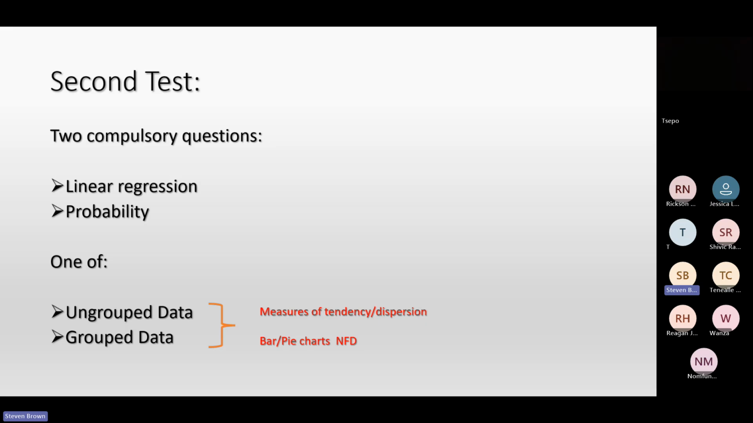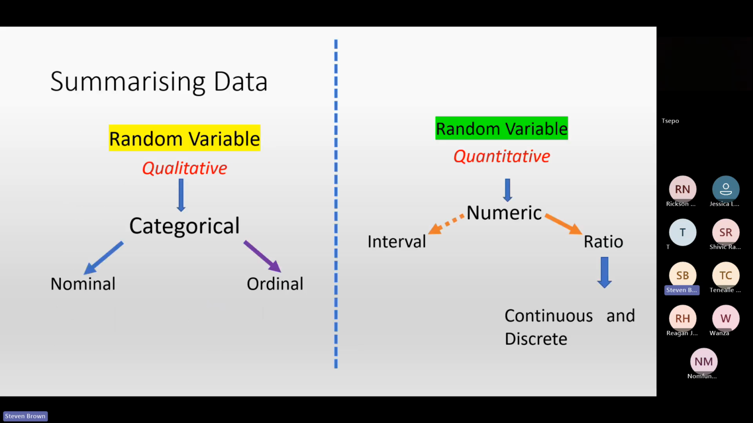Right, so first of all, let's start with our data. So we're going to be looking at random variables. We're talking about summarizing data, class. So we're talking about descriptive statistics. So chapters 2 and 3 in your book. These questions relate to your question 3 or your question 4.